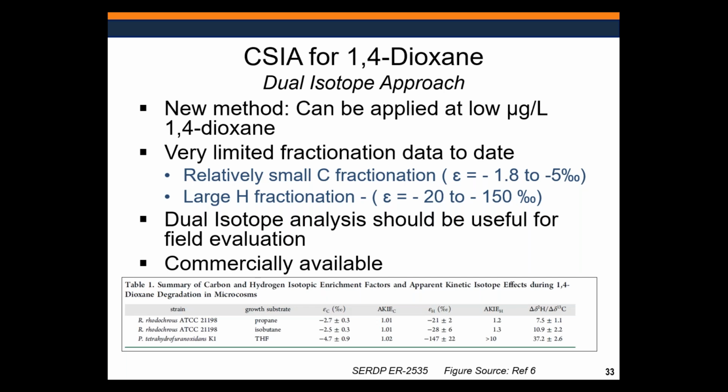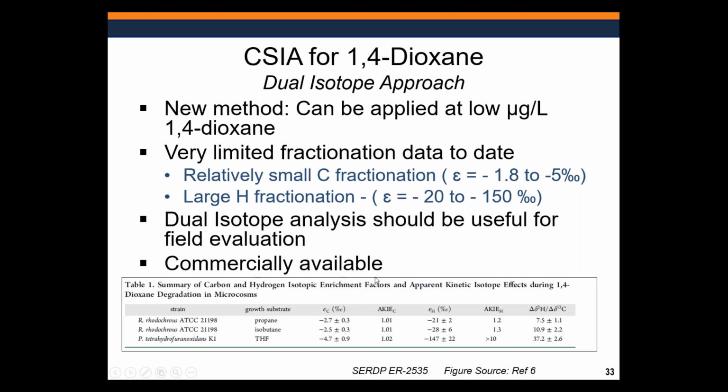Essentially, they've developed a technique where you can look at hydrogen and carbon isotopes in 1,4-dioxane. And what they've seen, and there's not a lot of data at this point, but I'm sure there's more coming, is that you get a small to moderate carbon fractionation, so 2 to 5 per mil, and a relatively large hydrogen isotope fractionation. There's always more variability associated with hydrogen isotopes, but dual isotope analysis may become very useful, particularly for M&A evaluations of 1,4-dioxane biodegradation in the field.